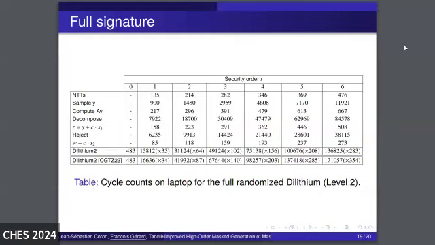And so the last line is a comparison with one of our previous works. We don't compare to the most efficient work because we don't have access to the code, but to one of our previous works that was basically with the same kind of programming skills and masking techniques.